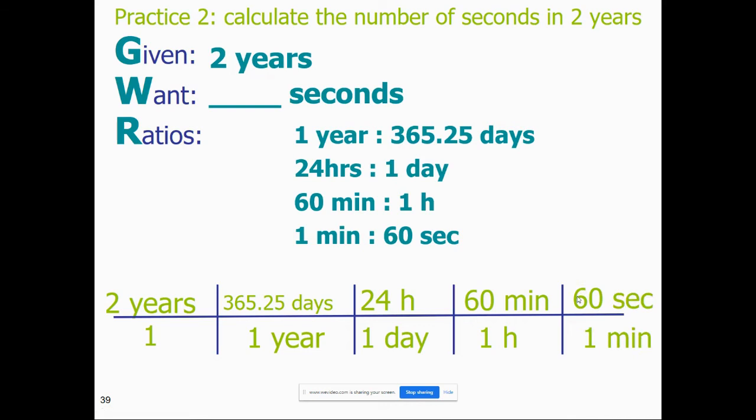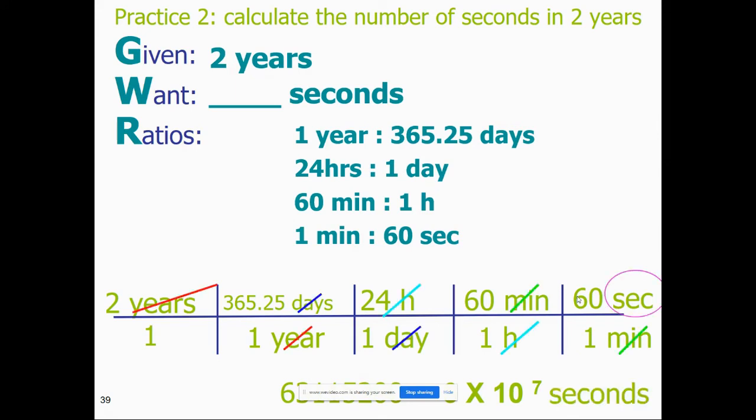Now it's a matter of entering this into your calculator. You can't really see the number here, but it is 6 times 10 to the 7. This is one significant figure, so your answer must be one significant figure.